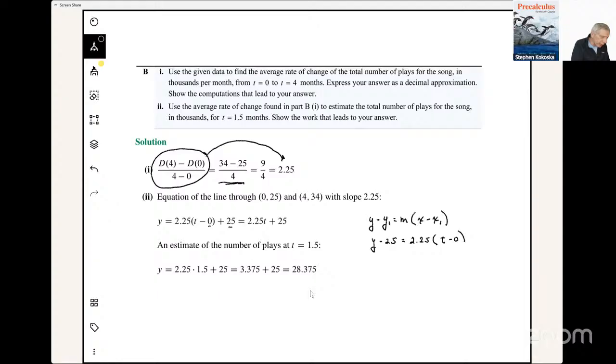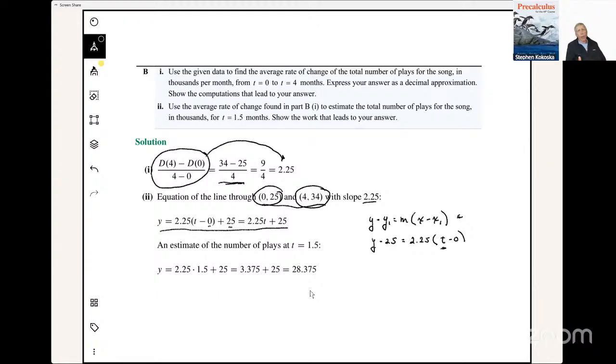All right, use the average rate of change to estimate the total number of plays for the song at t equals 1.5. There are a couple of ways to do this. First of all, I know that the slope through these 2 points is 2.25. I found that up in part I. I can use either one of these points in order to find the equation of that quote-unquote secant line. So here's the general form of this. Well, okay, sorry, we're using a t here. So y minus 25 is equal to 2.25 times t minus 0. So I did a little bit of simplification, and there's my equation of the line.